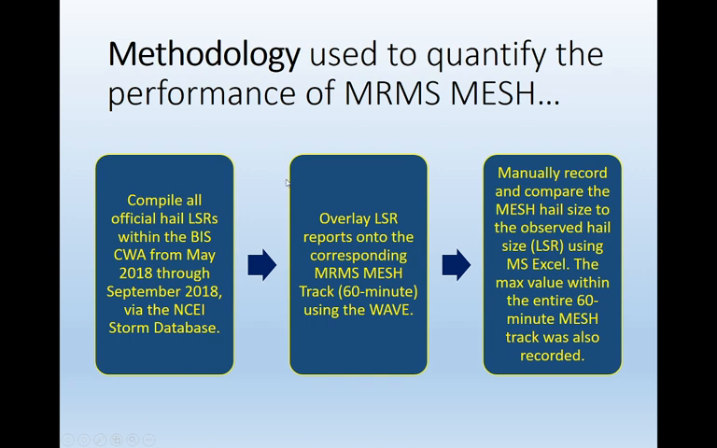So my methodology that I used for this study is actually pretty simple. All I really did was compile all the official hail LSRs within the Bismarck CWA from May through September for the summer of 2018. And I got those LSRs from the NCEI Storm database. From there, I was able to overlay the LSR reports onto the corresponding MESH tracks, and I used 60-minute MESH tracks for this study. And to actually display those tracks, I used the Weather Archive and Visualization Experiment.